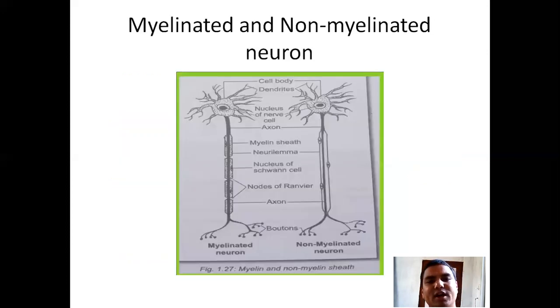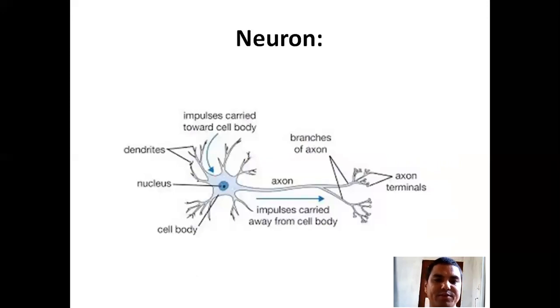Dear students, here is the figure of the neuron, the myelinated neuron and the non-myelinated neuron. The myelinated neuron in the first figure consists of the myelin sheath or myelin protein on its axon, but the non-myelinated neuron does not have a myelin sheath or myelin protein on its axon. This is also a figure of the neurons.